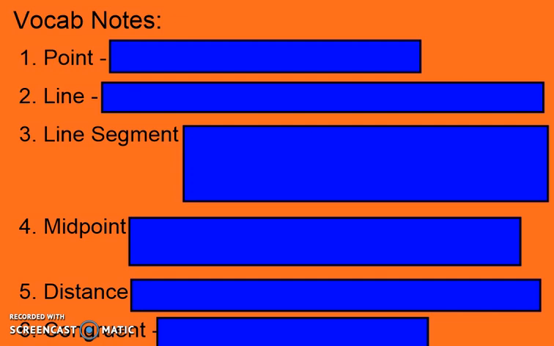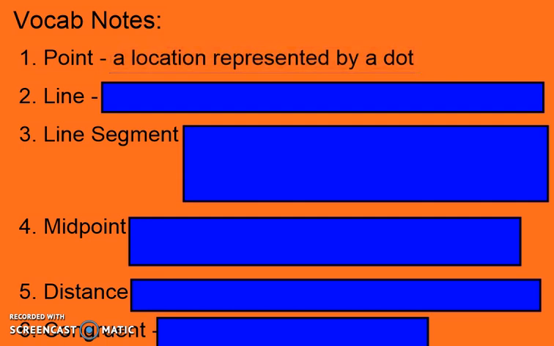The first thing we want to start with is some vocab, because we're going to hear these words time and time again, and I want to make sure we understand what they are. A point is a location represented by a dot. I know that seems simple, but we want to make sure that we understand it. Every point has a name. It is a letter. Depending on the problem, you could have multiple points with multiple different letters, but a point is always represented by a letter.